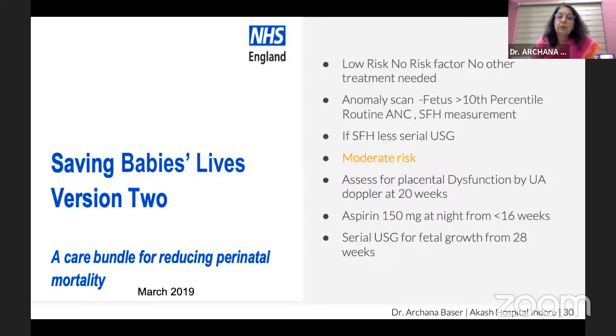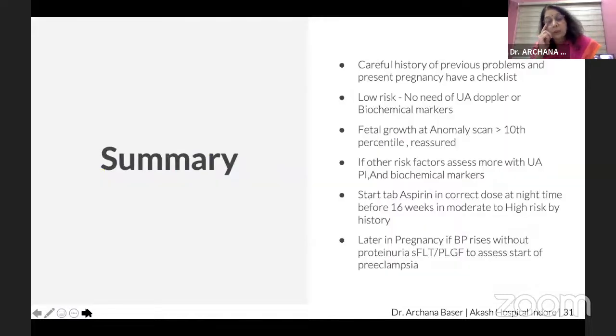Moderate risk, assess for placental dysfunction by uterine artery Doppler at 20 weeks. Start aspirin 150 milligram at night from less than 16 weeks, and serial ultrasonography for fetal growth from 28 weeks onwards. So just to summarize, careful history of previous problems and present pregnancy, have a checklist.